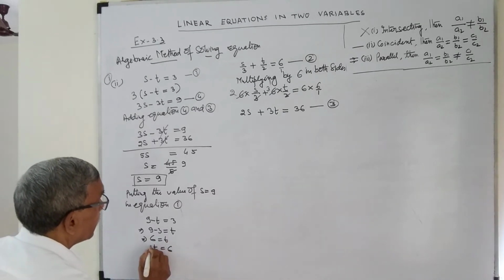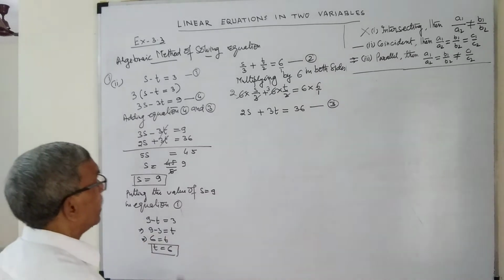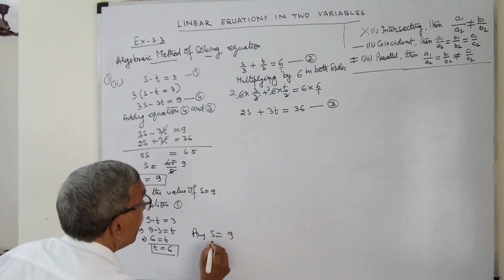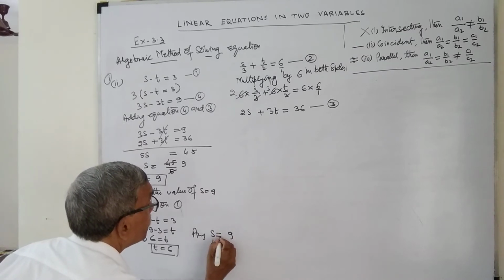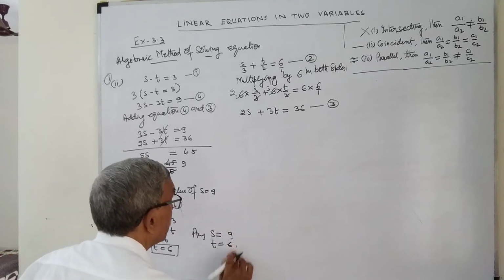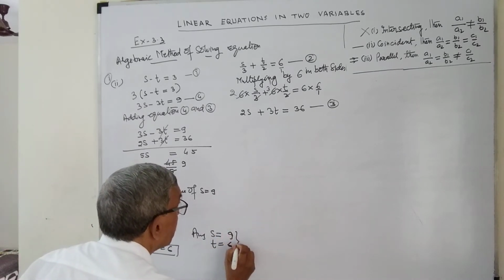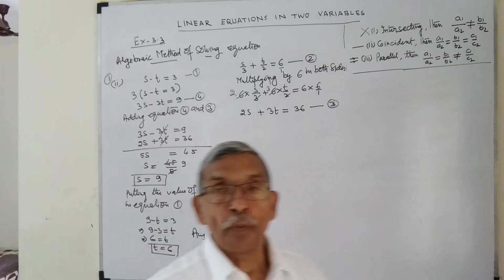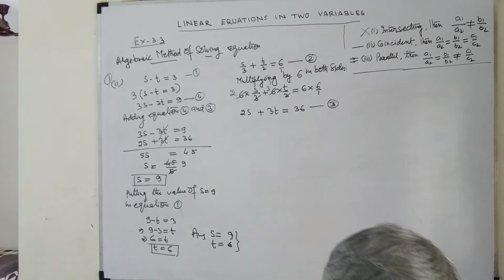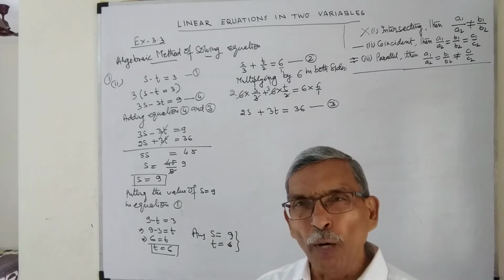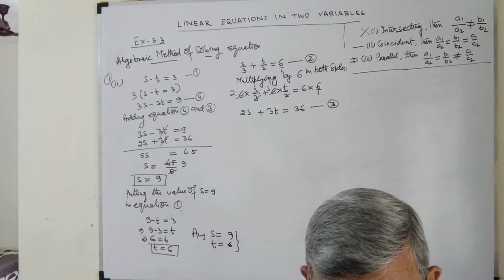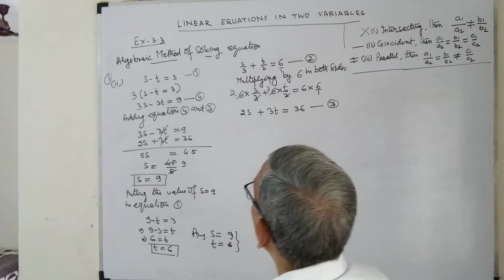So you will write like this. So we got the answer. S is equal to 9 and t is equal to 6. So I hope it is clear to you. Now I am taking another example. I will give only a hint and you will do it, because in this type of sum many students have problems.